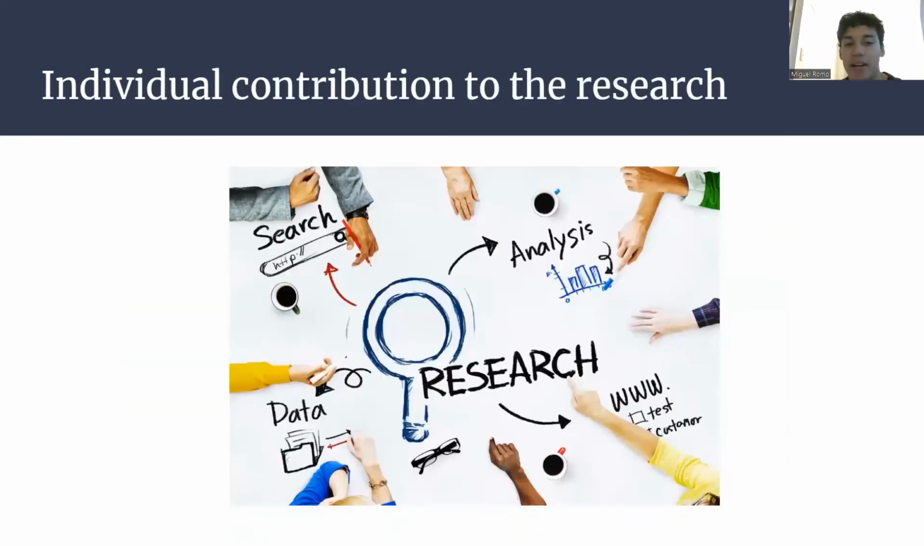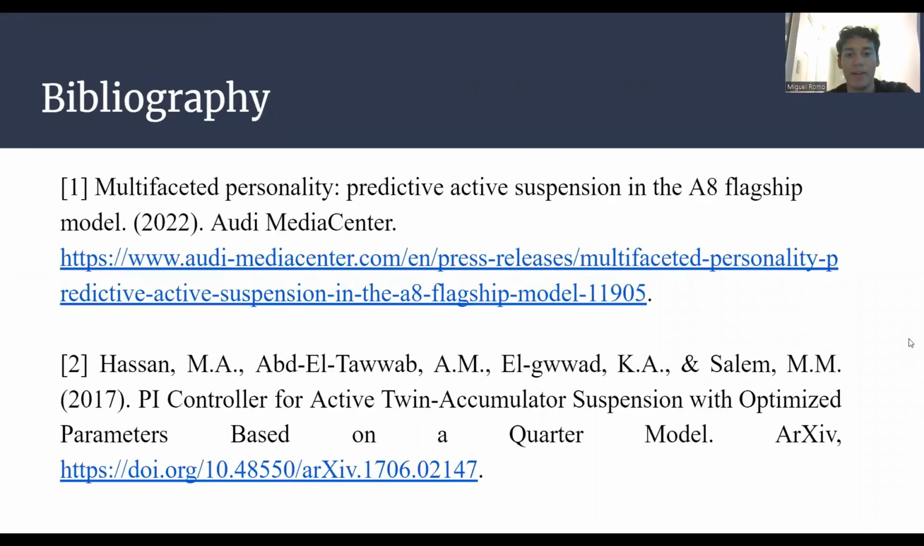Finally, I'll talk about my contribution to the research. When I did the research, I focused on commercial solutions, and that's what I did in the other one. I found the commercial solutions. And here's the bibliography. Thank you.